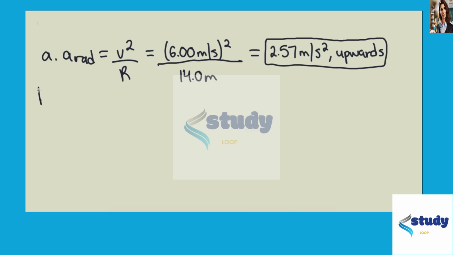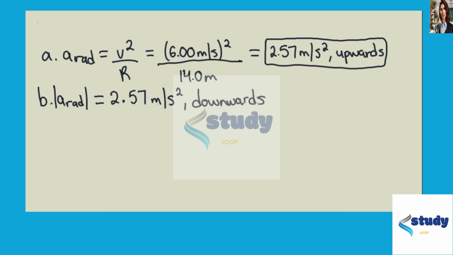Now for part B, the magnitude of the radial acceleration would be the same as for part A. So this would be 2.57 meters per second squared. However, because now the direction towards the center of the circle is downwards, because of that change in direction, the acceleration at this point in the motion would be 2.57 meters per second squared, but not upwards, downwards. This would be your answer for part B.